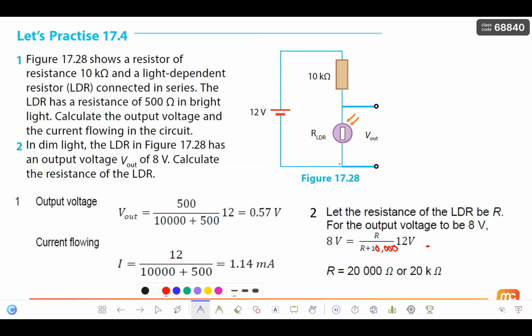So it's R of the resistor over R plus 10,000 times 12, I get 8 volts. So if you were to solve for your R, you get R is 20 kilo ohms or 20,000 ohms.